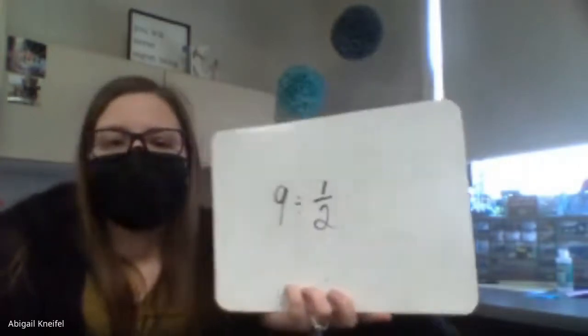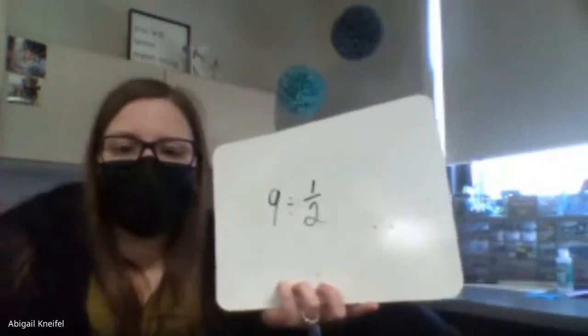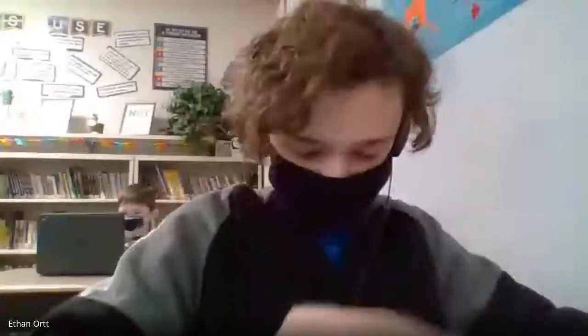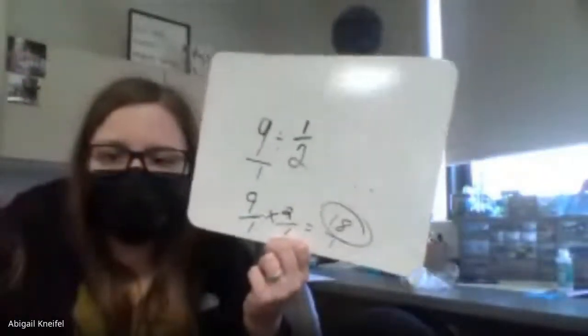All right, furry friends. Ethan, your hand is up. You want to walk us through it? So first you would do 9/1, which is just 9, and then you would do the multiplicative inverse on 1/2, and then make it 2/1 or 2, and then 9 times 2 equals 18. Yep. So our answer should just be plain 18. Let me see your boards.